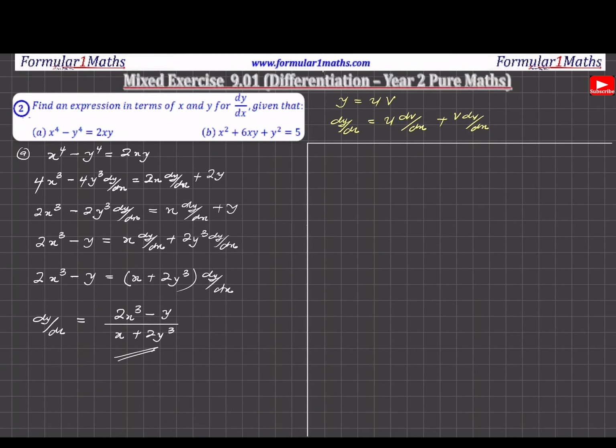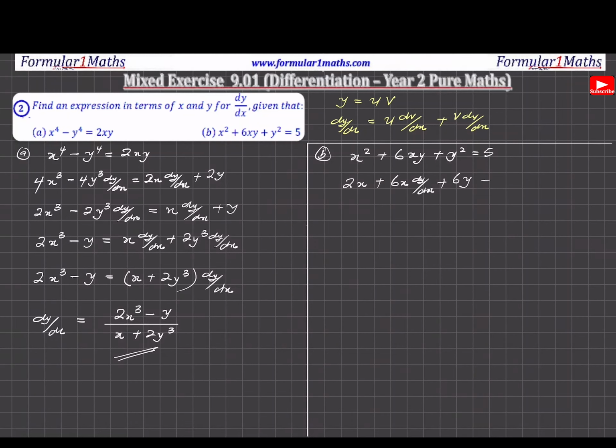For B, I've got x squared plus 6xy plus y squared equals 5. I have 2x plus, and this is the product, so I'm going to use the product rule here. First, I'll keep 6x constant and differentiate y, and then I'll keep y constant and differentiate 6x. So keeping 6x constant, I'll get 6x, and differentiating y will be dy/dx. Next, I'll keep the y constant.